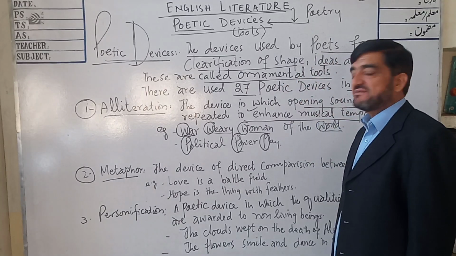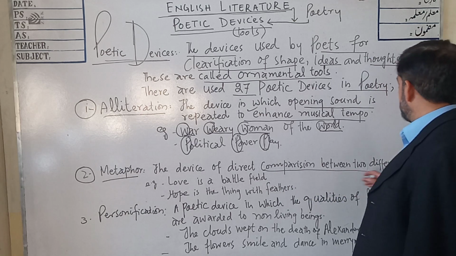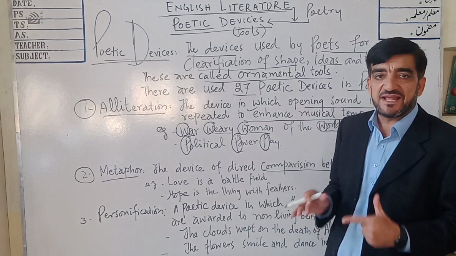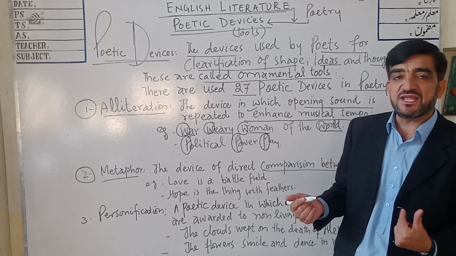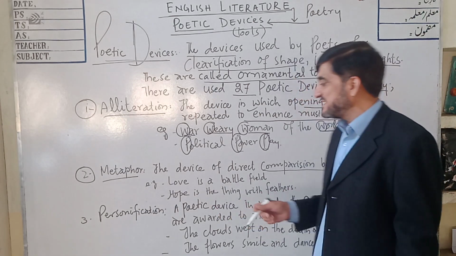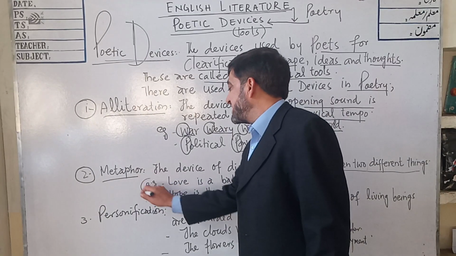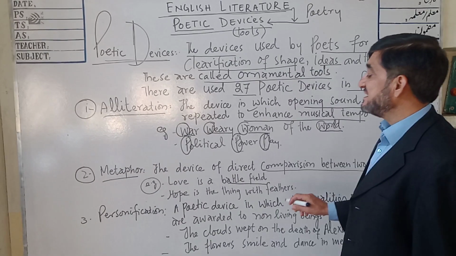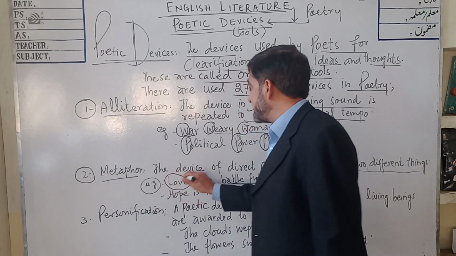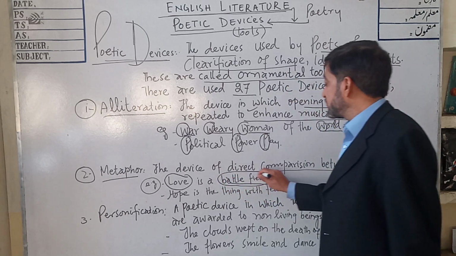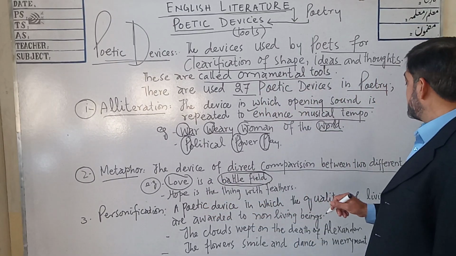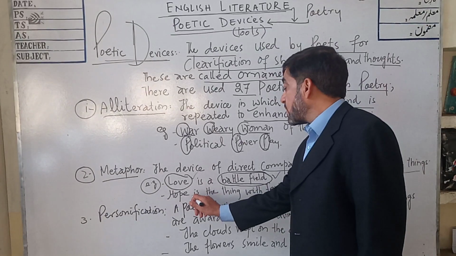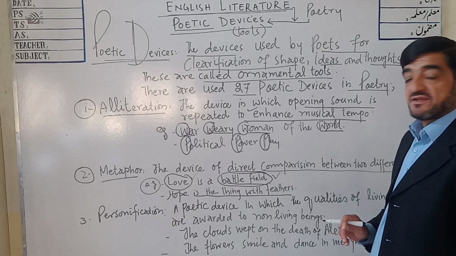Meta means away, phor means reality. It is the device of direct comparison between two different things, without using the word is or like, because is and like are used in simile, which is another poetic device which we will explain in the coming lectures. Example of metaphor: love is a battlefield. You know that love is something else, battlefield is something else. So the comparison is direct. And hope is the thing with feathers, it is also a metaphor.